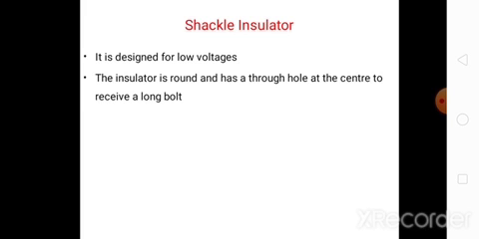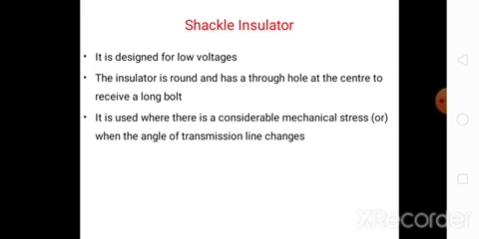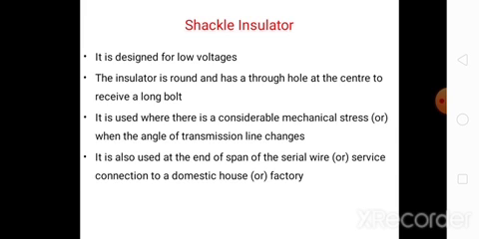Shackle type insulators. It is designed for low voltages. The insulator is round and has a through hole at the center to receive a long bolt, and it is used where there is considerable mechanical stress and the angle of the transmission line changes. It is also used at the end of the span of the aerial wire or service connection to a domestic house or factory.